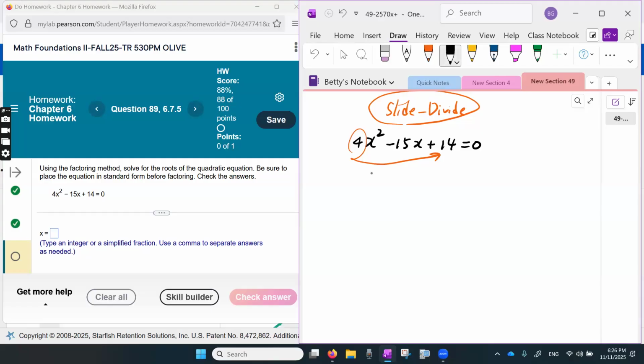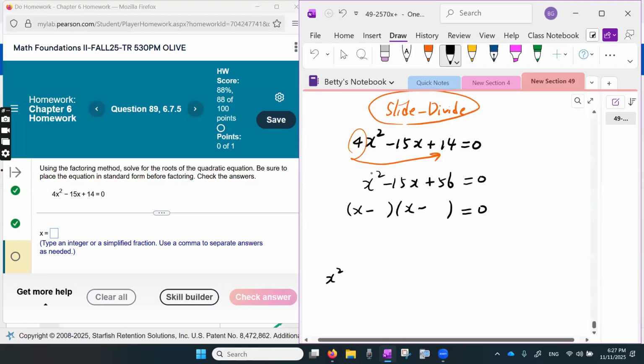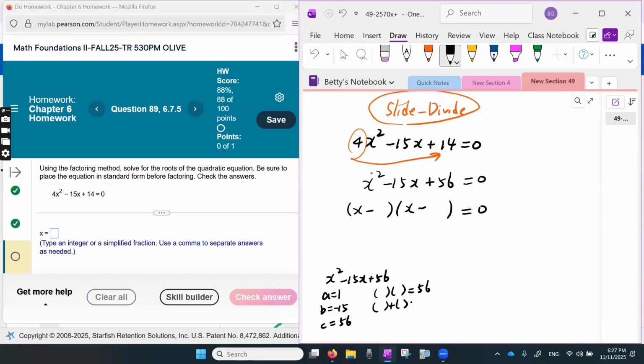Slide, we probably know how to slide. X squared minus 15x plus 4 times 14 is 56, right? Okay. And the factor, which two numbers multiply to 56 add up to negative 15? We can try here. X squared minus 15x plus 56, A is 1, B is negative 15, C is 56. We need the two integers that multiply to 56, add up to negative 15. They should be both negative, right?